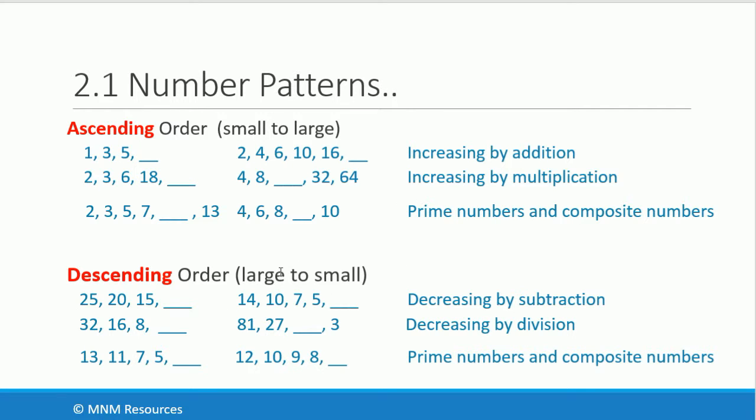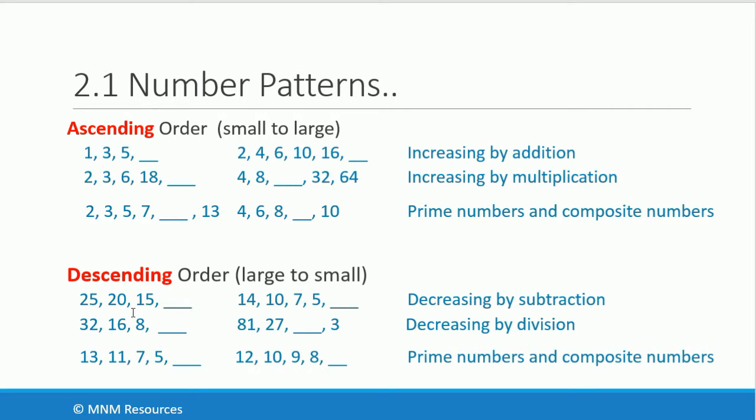There's another example involving decreasing by subtraction. And your number is decreasing from 14 to 10, 10 to 7, and 7 to 5. What's the difference between 14 and 10? 14 minus 10 gives you 4. 10 take away 7 gives you 3. 7 take away 5 gives you 2. So your difference is decreasing. You go from 4, 3, 2. So what will be the missing number? 5 take away 1 to give you 4.